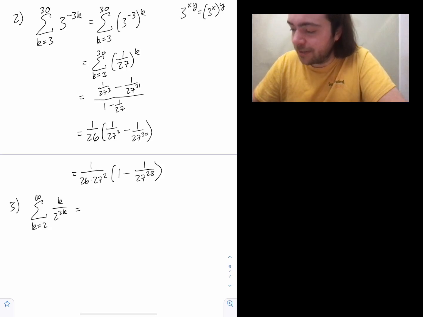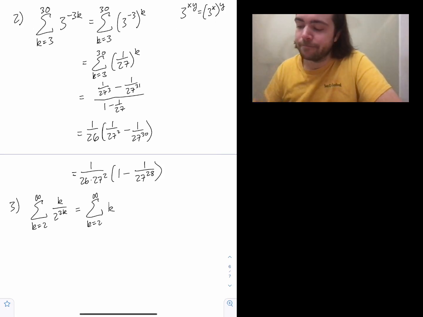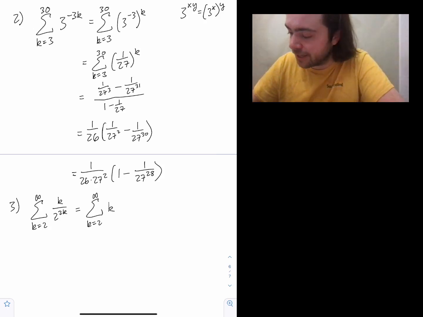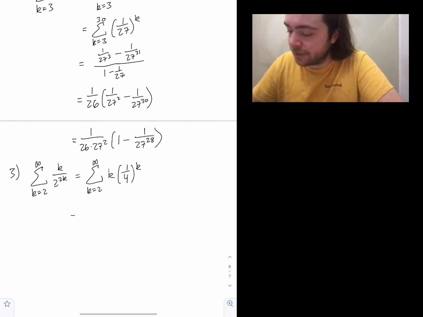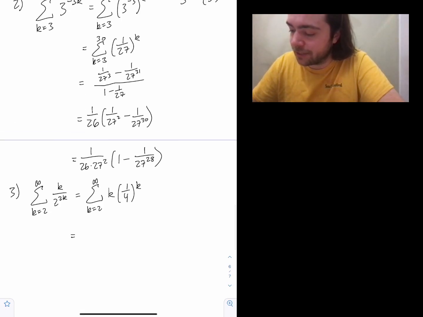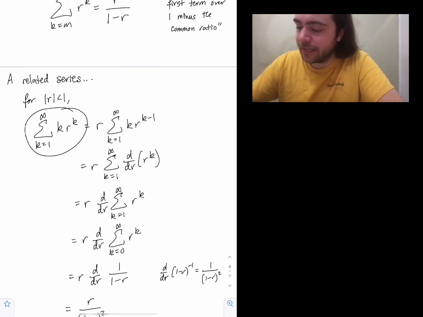What can we do? Well, we're going to use that same trick, where we're going to have our k, and now this 2 to the 2k, we're going to re-express that. We're going to do the 2 squared, which is 4, and that is going to be raised to the k. So we have k times 1/4 to the k. Okay, and that looks almost like our series that we saw before, but this started at 1. This was the sum of k times r to the k, but k started at 1.